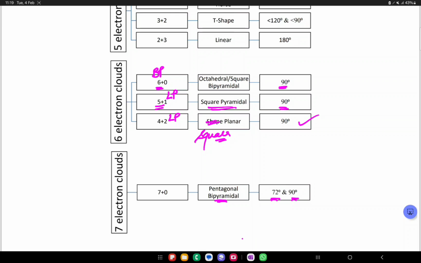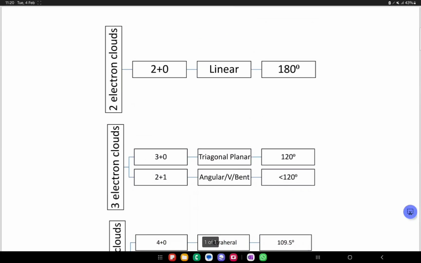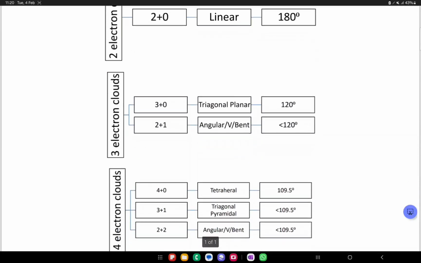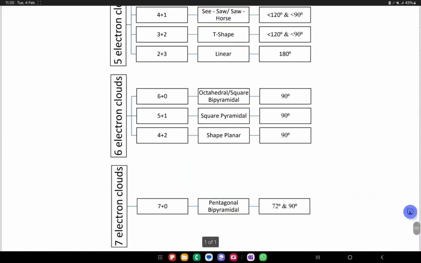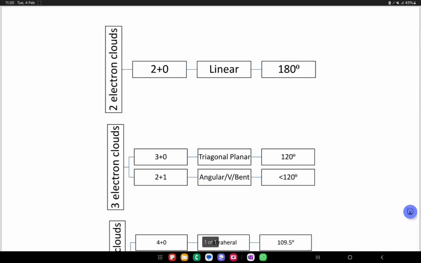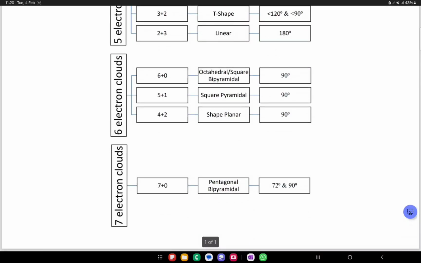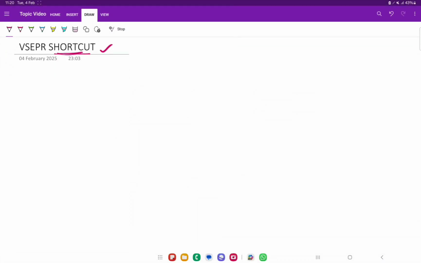So this is the table, and with the help of this table, you can remember the number of electron clouds and what the shape and geometry will be. You should draw this table on your own, or keep it in front of your study table so that you can remember it. Now what's the shortcut method? We are moving to the shortcut. Suppose the first molecule I want to find the shape and geometry of is the most common molecule, PCl3.